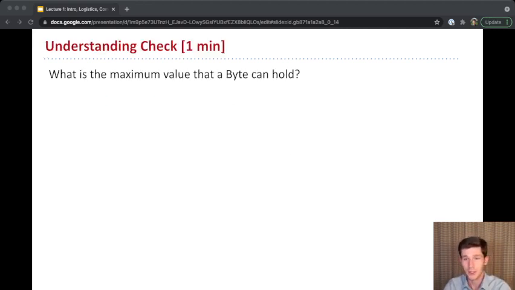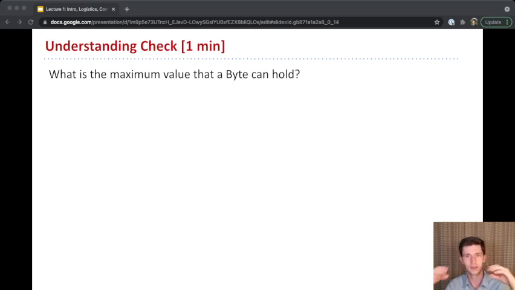Okay, one more practice problem. What is the maximum value that a byte can hold? Take a minute, see if you can figure this out. Pause the video, and I'll continue in 5 seconds. 5, 4, 3, 2, 1. Okay, we're back together. Let's see if you got this.